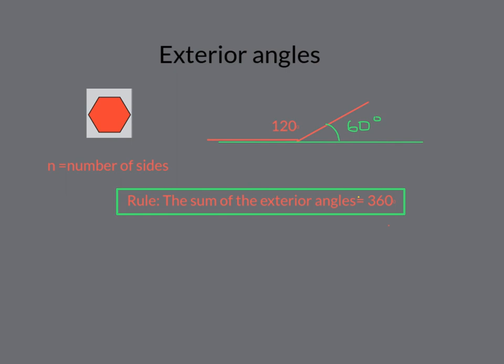So if we look at our hexagon as well, let's just double check that. The exterior angle is 60 degrees. You've got 6 exterior angles. 60 times 6 is 360. So we know that's correct.